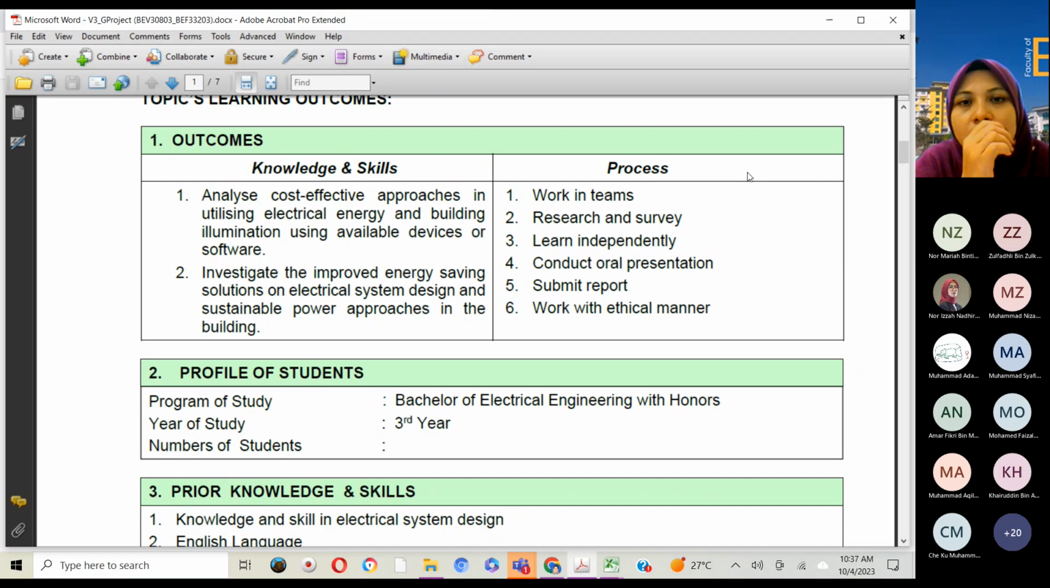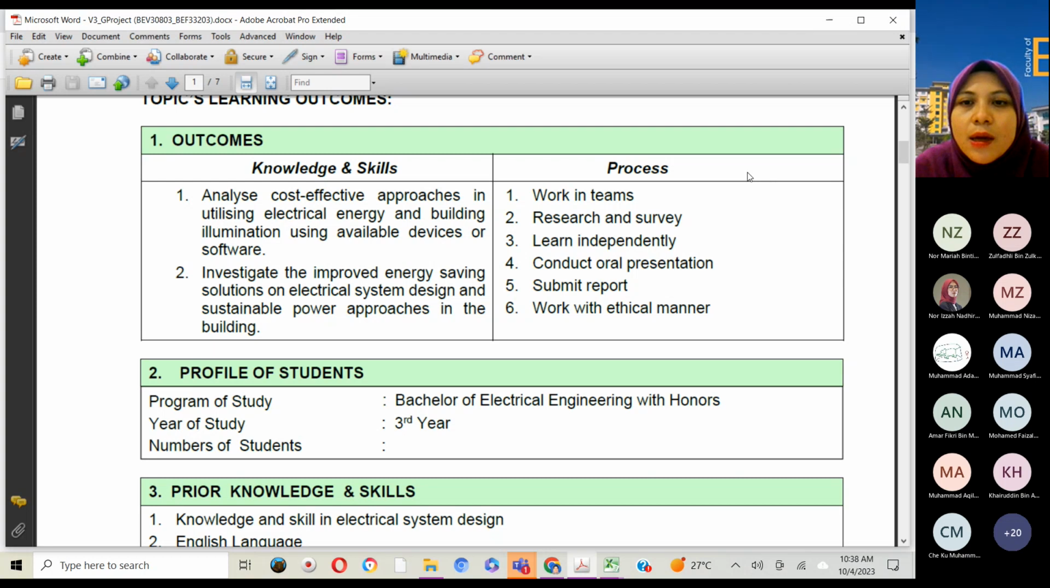Means that you have to investigate first what is the conventional, the traditional design, and then you improve the design. For example, you choose the energy efficient equipment and so on, so that you can show the improved energy saving solution plus the sustainable power approaches. What is the solution that you want to recommend to make sure that you use sustainable power?